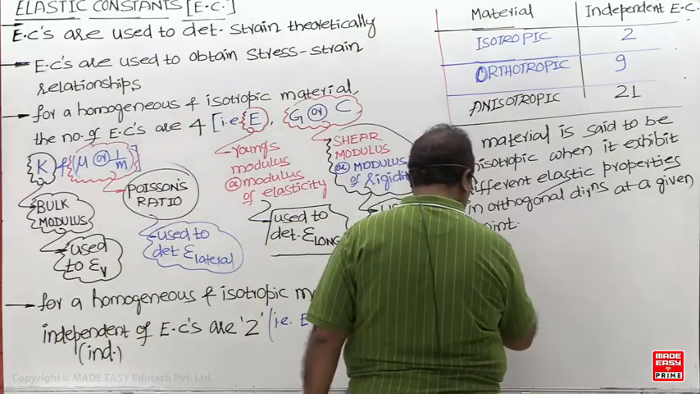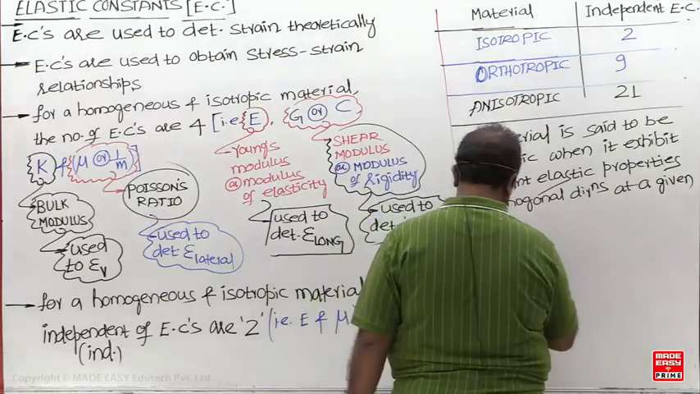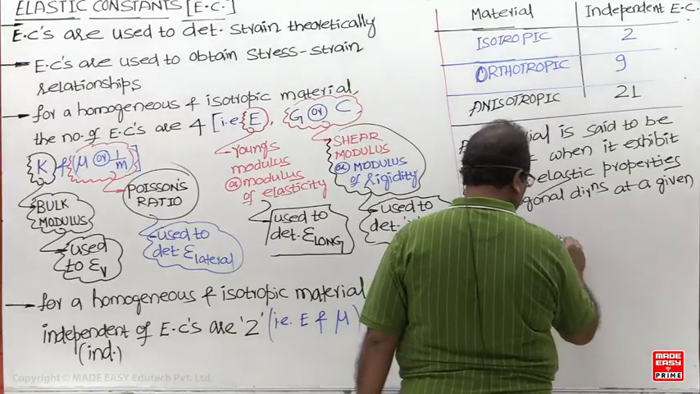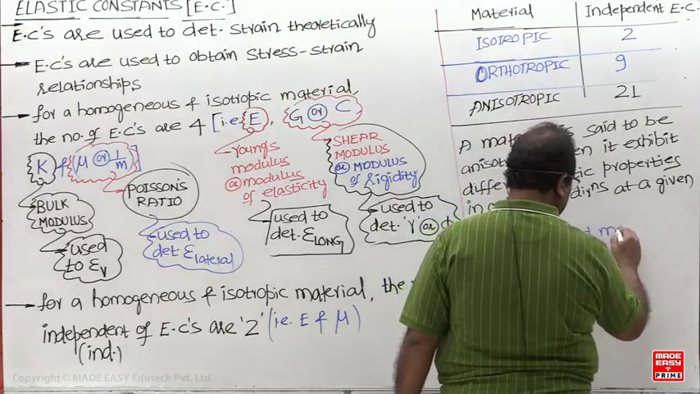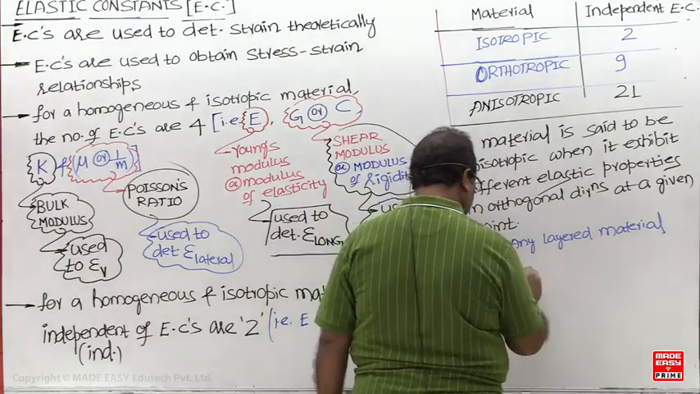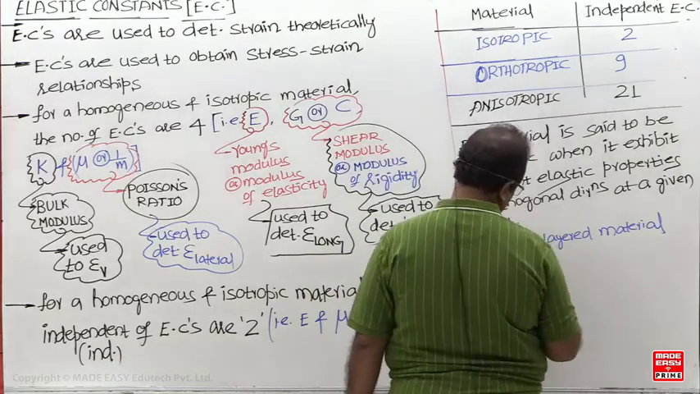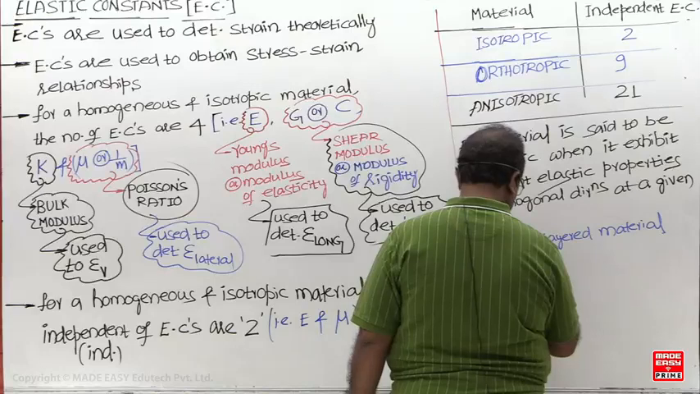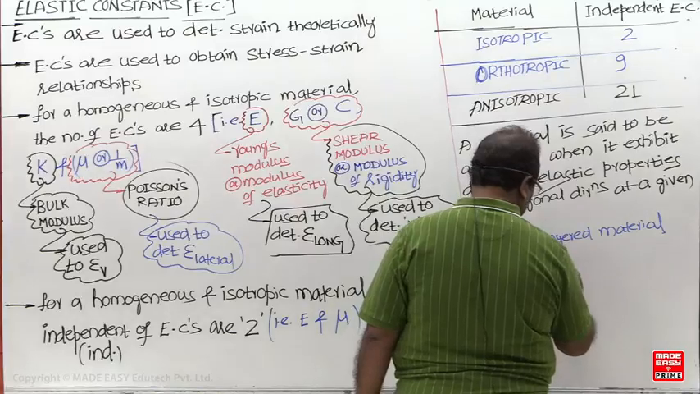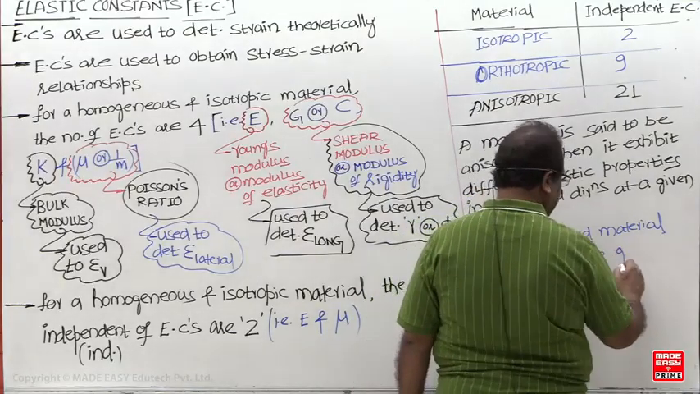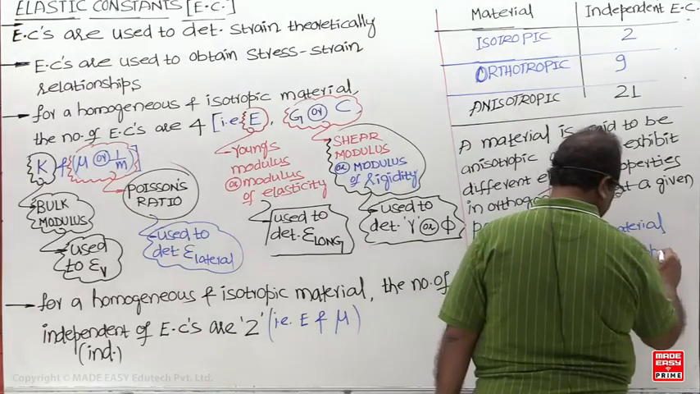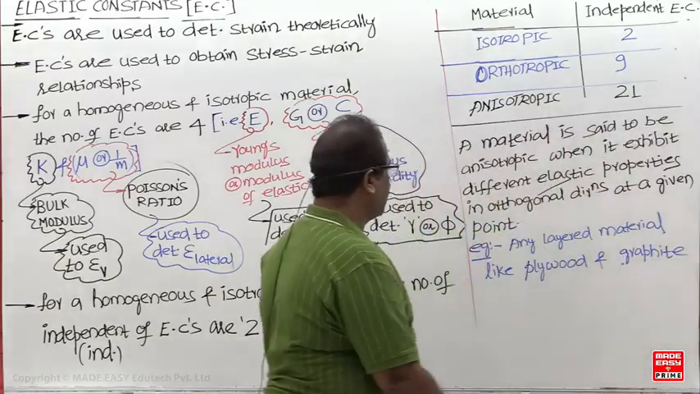Examples are any layered material like plywood and graphite. Plywood as well as graphite.